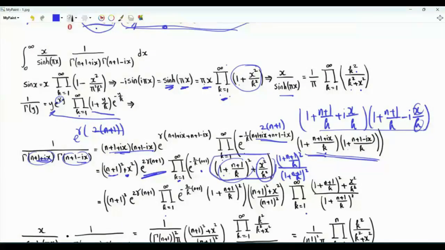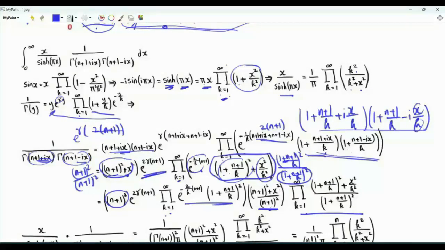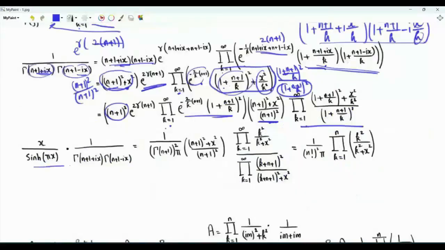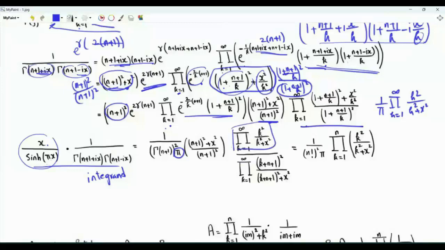In one of them, we have this bracket divided by that bracket. The exponential and the square are in this product here. Also, this bracket is multiplied and divided by n+1 squared. Here is n+1 squared, and then we have this ratio of n+1 squared plus x squared over n+1 squared. This is the integrand. X over the hyperbolic sine of pi x is 1 over pi, and then we have the product. This is pi, and this is the product coming from this term here.